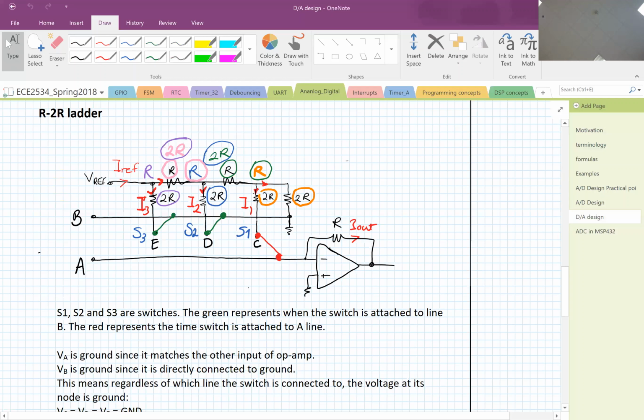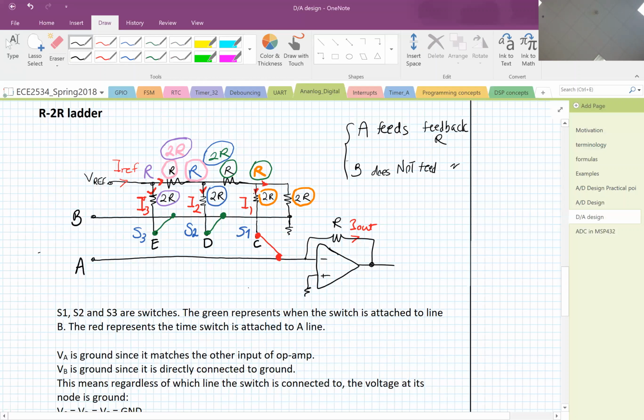Now, I have two rails, A rail and B rail. A rail feeds my feedback resistor. B rail does not feed my feedback resistor. That's the difference. So A feeds the feedback resistor, and B does not feed the feedback resistor. If I pay attention to this, the rest is a snap.